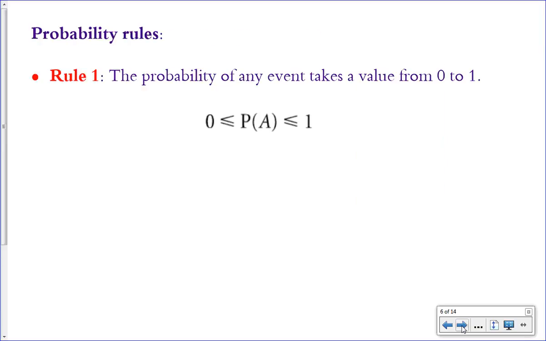So some probability rules that we'll be going through start with this, which is the concept I mentioned on the first slide. Rule 1, the probability of any event takes a value from 0 to 1. Written symbolically, that looks like this. The probability of A, whatever event A is, is always going to be greater than or equal to 0 and less than or equal to 1. So something between 0 and 1.